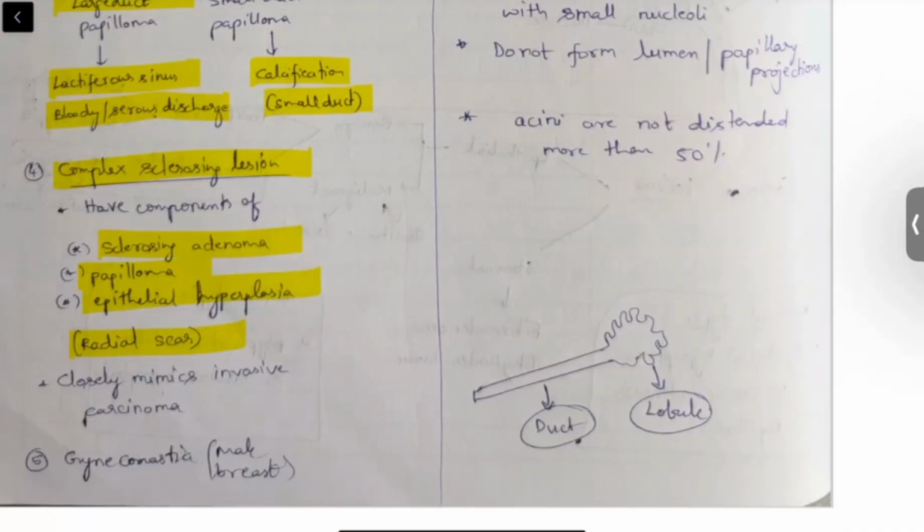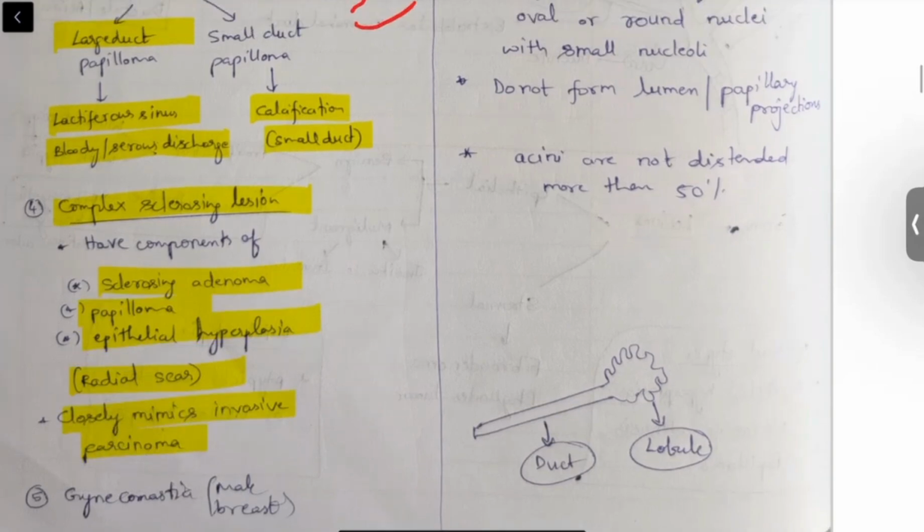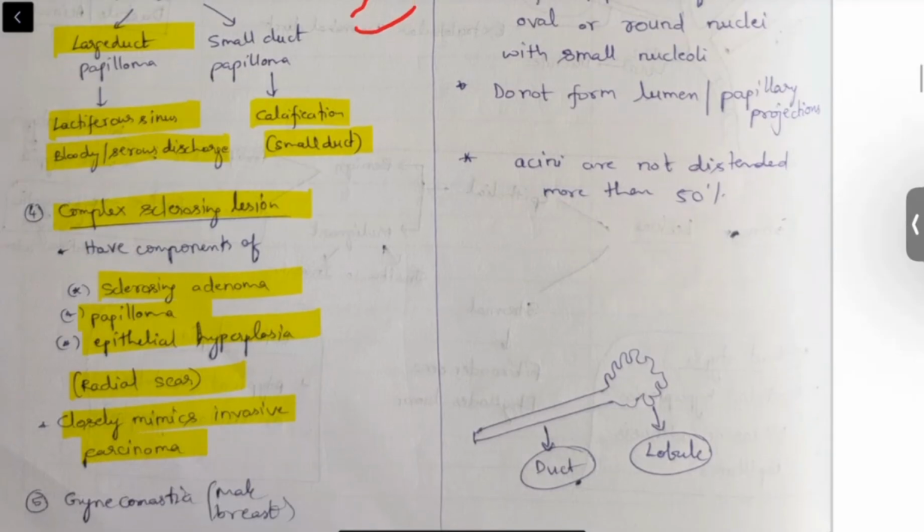So this closely mimics invasive carcinoma and hence we need to differentiate this very clearly so that we don't confuse it as actual carcinoma. This is a pre-malignant condition and it is not exactly carcinoma. Hence for this reason it becomes very important to differentiate complex sclerosing lesion from actual invasive carcinoma.